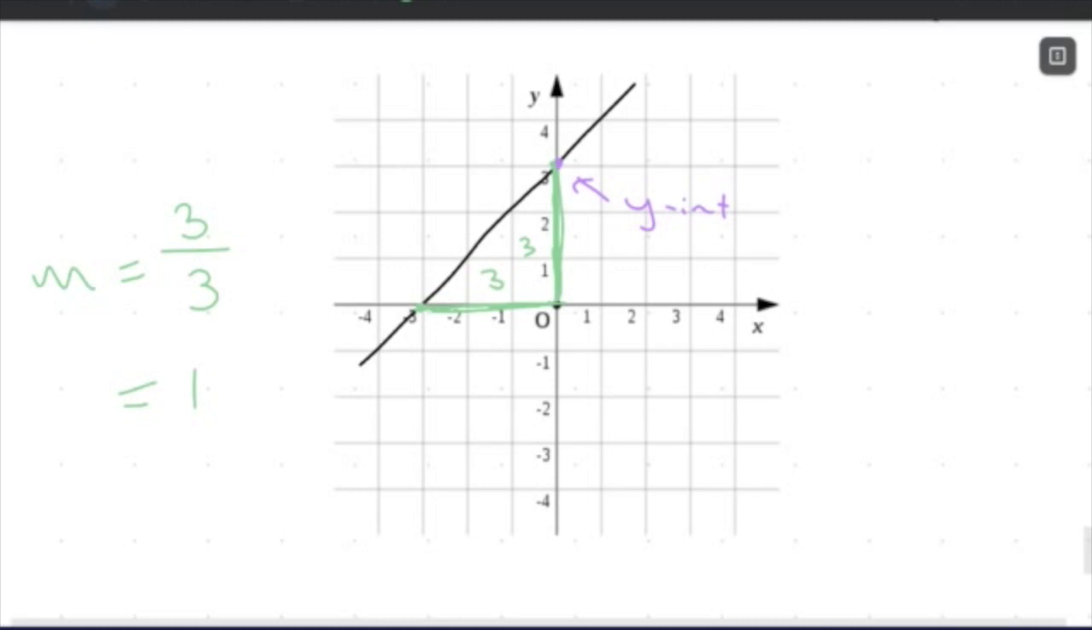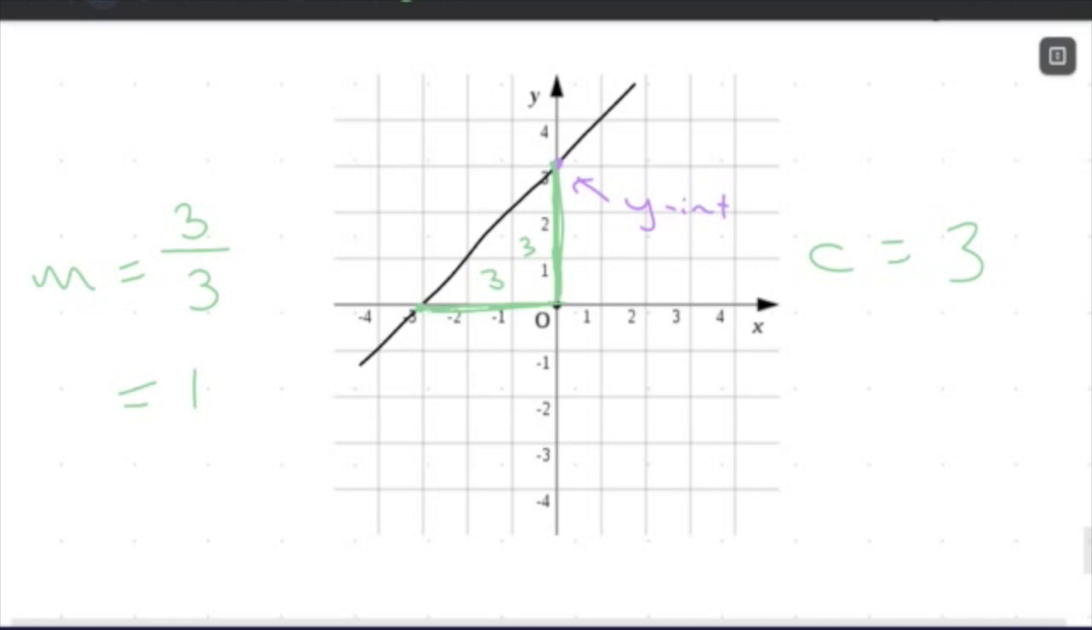Now our y-intercept, which in some textbooks they call b, in some textbooks they call c for whatever reason, is 3 here. We pass through the y-axis at the y-coordinate of 3. So here, see, my y-intercept equals 3.